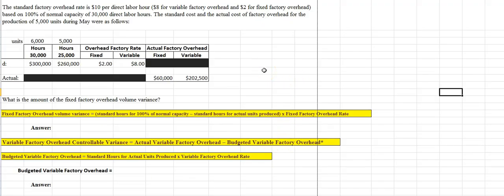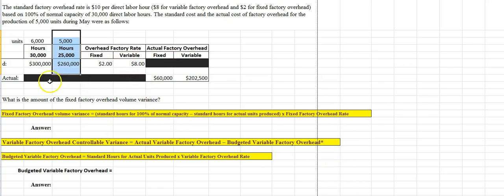So we spoke about direct materials variance, direct labor variance, and now let's talk about the fixed overhead variance, okay? It says the standard factory overhead rate is $10 per direct labor hour. Eight of it is for variable factory overhead, and two of it is for fixed factory overhead, based on 100% of normal capacity of 30,000 direct labor hours. The standard cost and the actual cost of factory overhead for the production of 5,000 units during May were as follows.